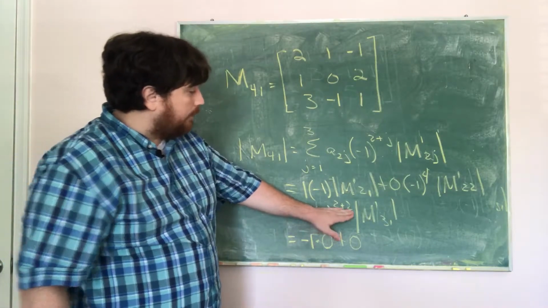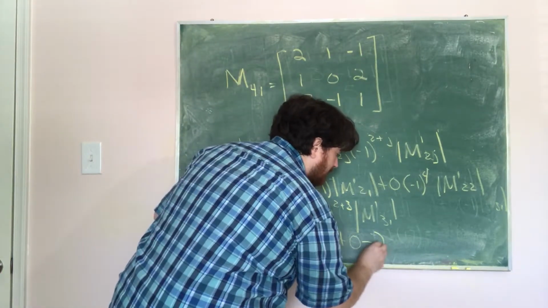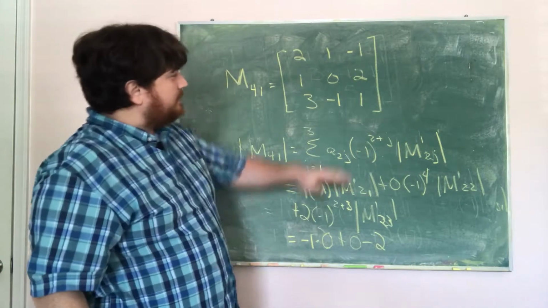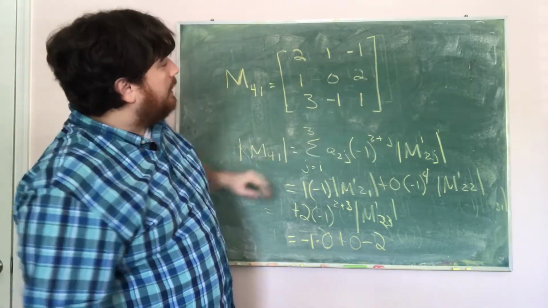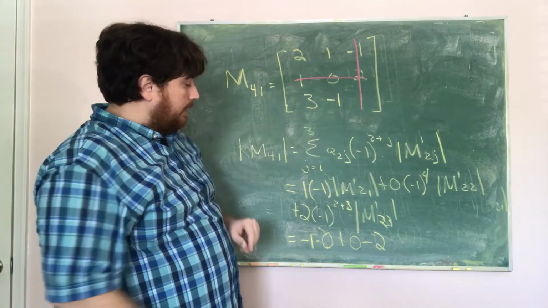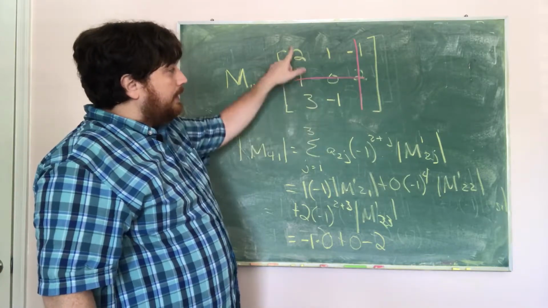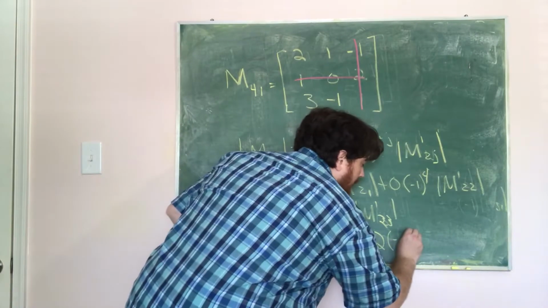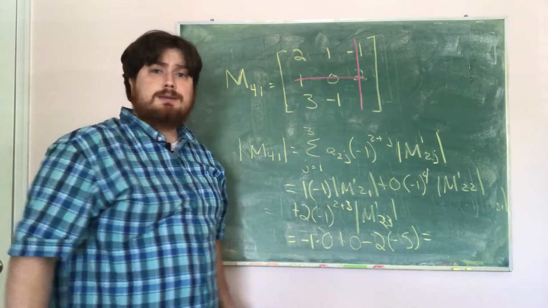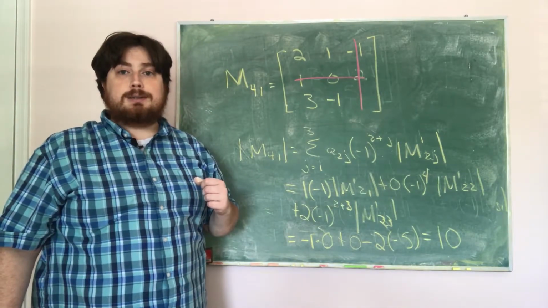And then if I look at this next one, I get plus 2 times negative 1 to the 2 plus 3, which is to the 5th, so negative 2, times the determinant of, remove the second row, third column. So I'll remove the second row and the third column, and so what will be left is 2, 1, 3, negative 1. So if I multiply that, I get 2 times negative 1 is negative 2, minus 1 times 3 is 3, negative 2 minus 3 is negative 5. So if I add this together, I get 0, 0, negative 2 times negative 5 is positive 10. So I end up with the determinant of M sub 4,1 is exactly positive 10.